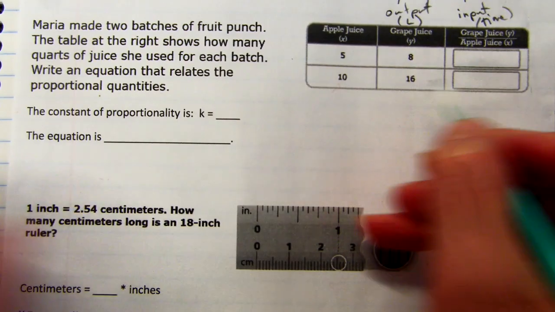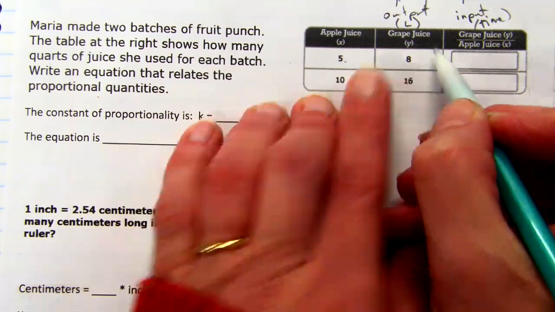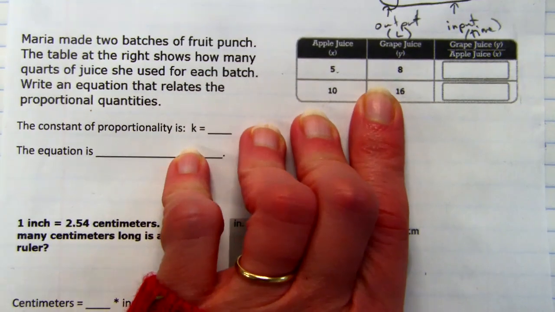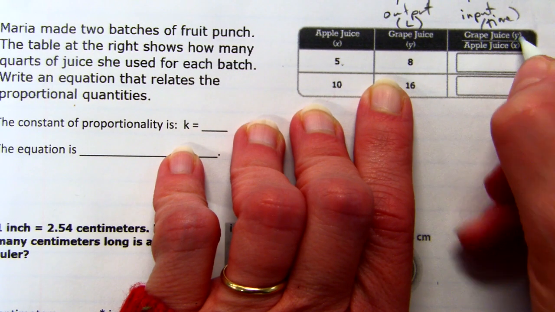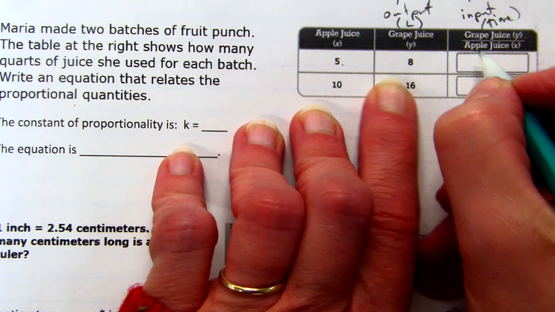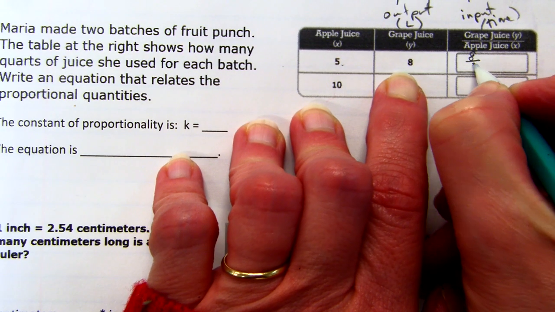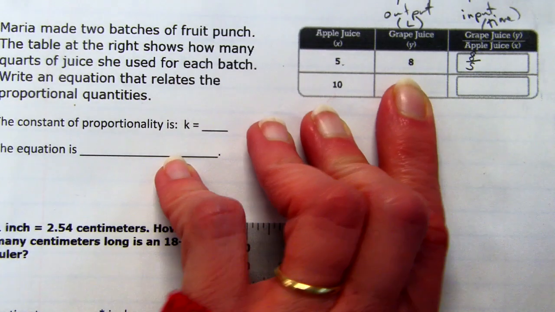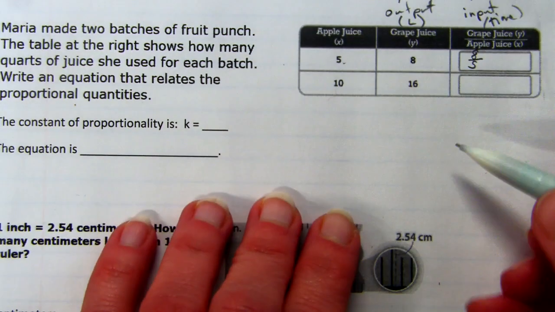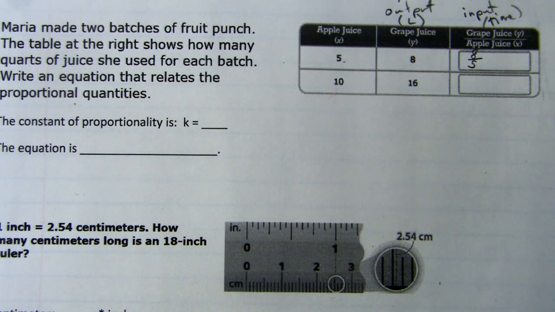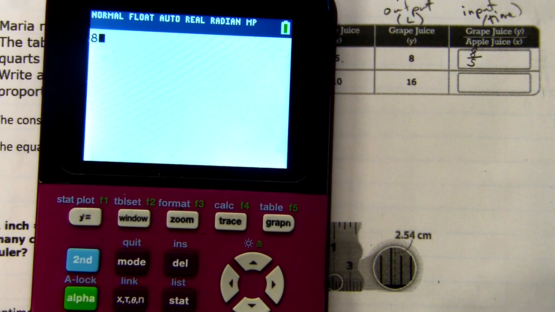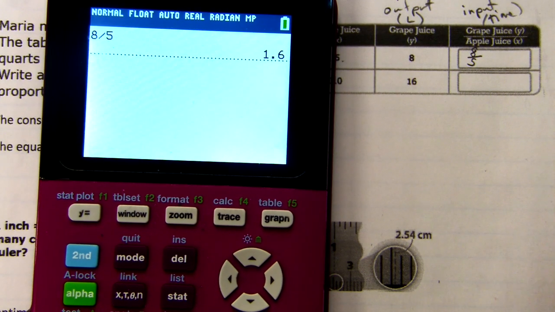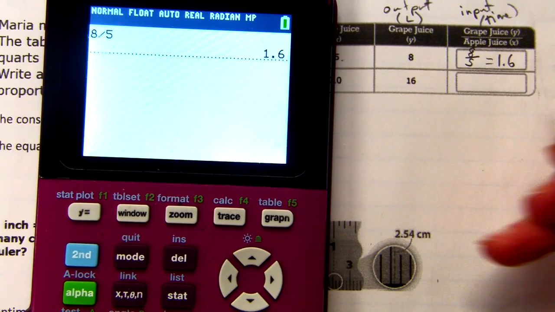So looking from here to here, we've got apple juice is X and grape juice is Y. They're having us do grape juice over apple juice. So that's going to be 8 over 5. 5 is close to half of 8, but it's a little bit more. If I take 8 divided by 5, I could leave it 8/5, but a lot of times we like to work with decimals. So 8 divided by 5 is 1.6.